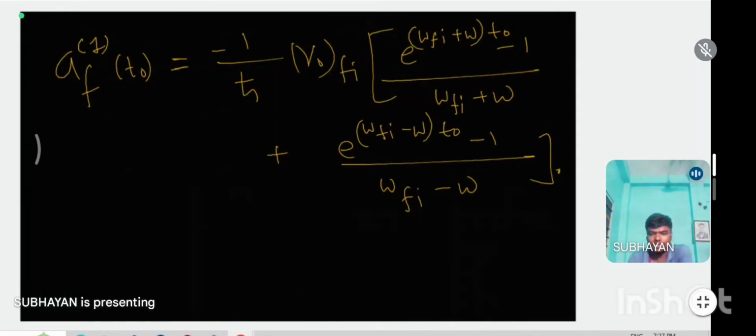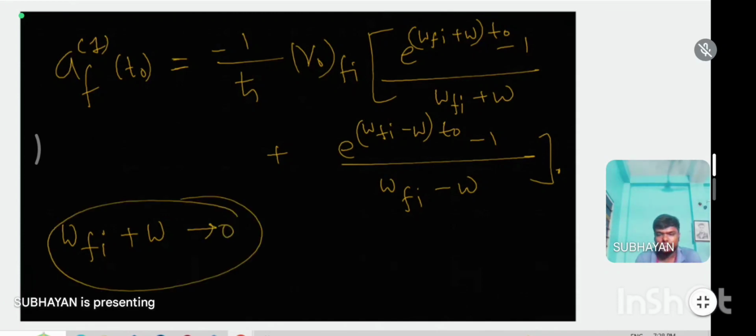But here there is a twist, because if you look at the expression of this one, you can choose two different cases. Two different cases will dominate. First one, if omega fi plus omega tends to 0, then this one will be much greater than the second term. So in the limit omega fi plus omega tends to 0, the first term will dominate.